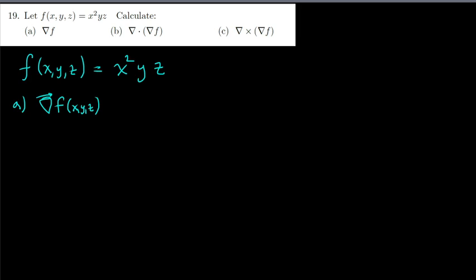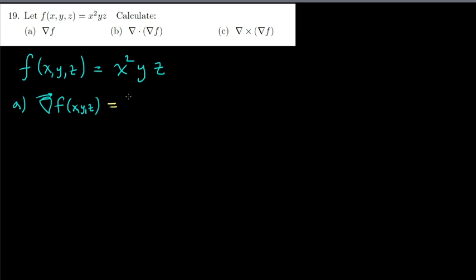All right, number 19. Looks like we're done with line integrals for the time being. So they just give us a scalar function, f of x, y, and z is just x squared yz. And part A, they just want us to calculate the gradient. So I think you can practically do that in your sleep, right?